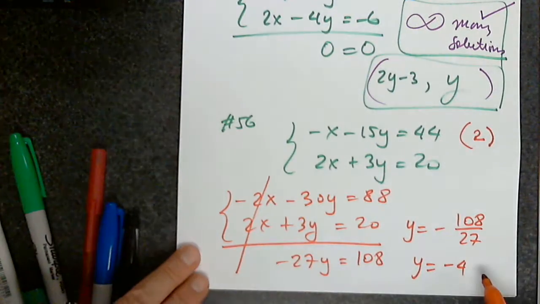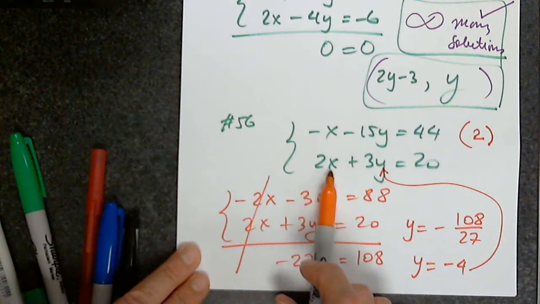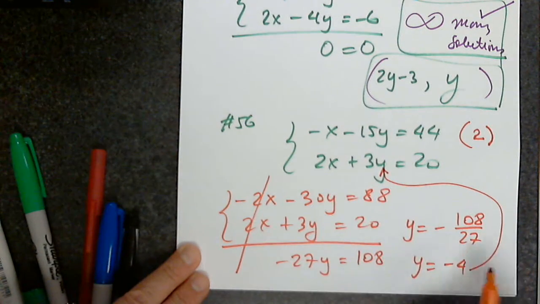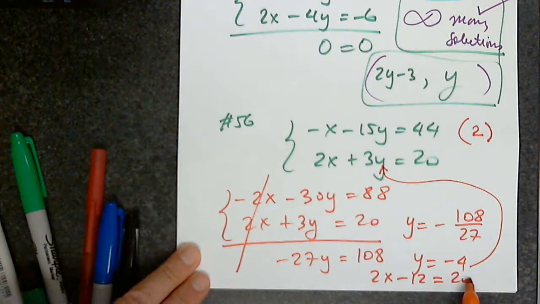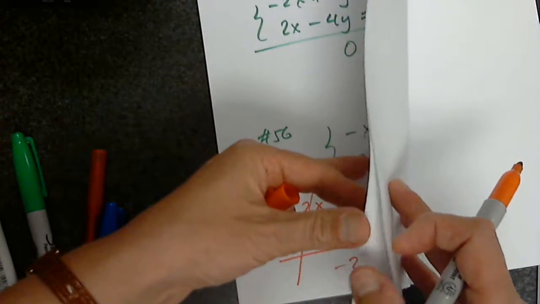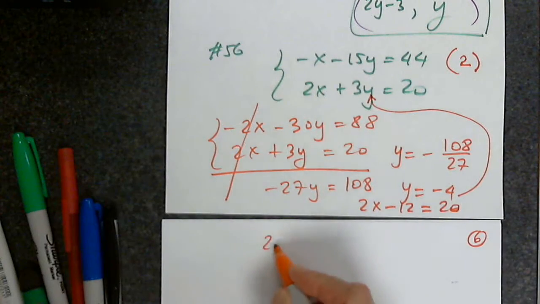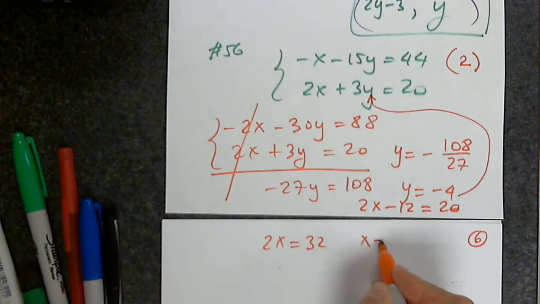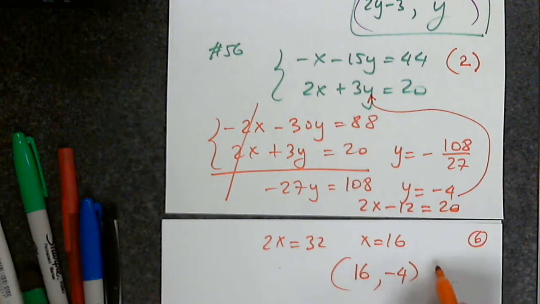And now I don't care where you go back. Doesn't matter. And you have 2x minus 12 equals 20. I have to move 12 to the other side, and I get 32. And I divide 32 by 2, so 2x equals 32, x equals 16. The solution appears to be 16 comma negative 4.